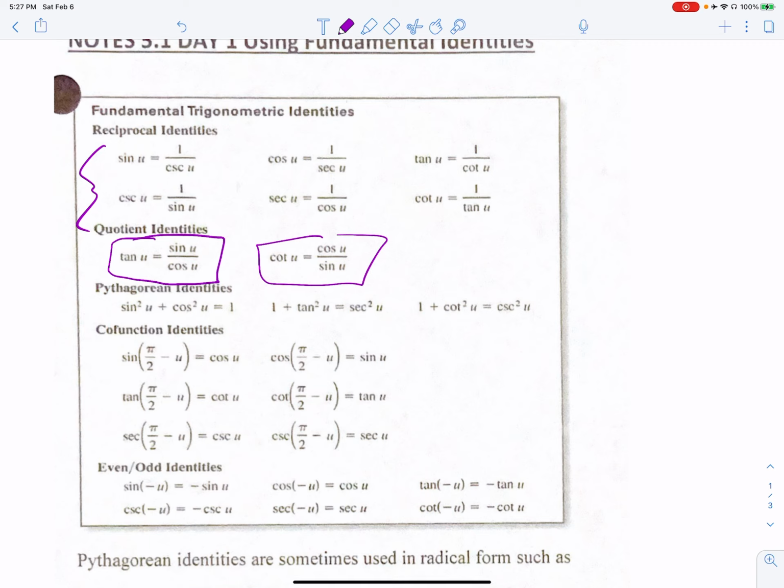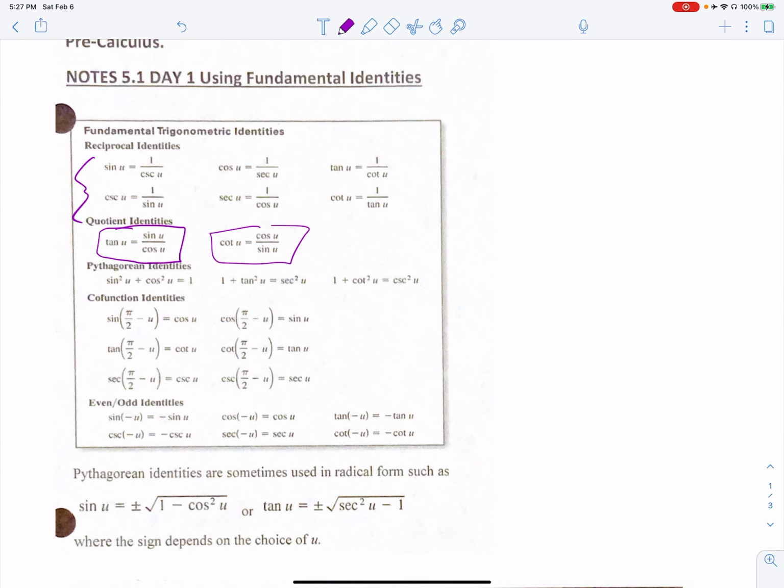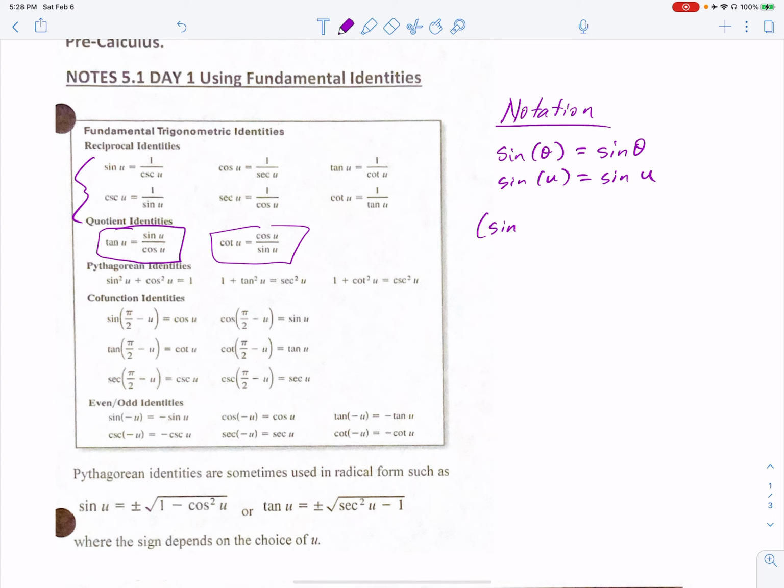And then we have these Pythagorean identities, and we're going to be working with those as well. Before I get to looking at some of those, I want to talk a little bit about some notation that you need to be familiar with. If you have sine and theta is in parentheses, that's the same as sine of theta, or in this case, sine of u equals sine u. They are the same.